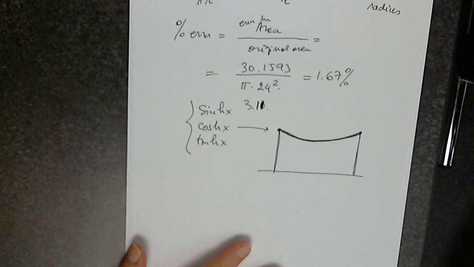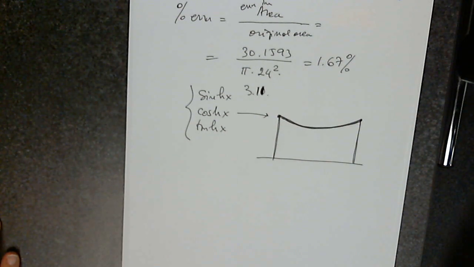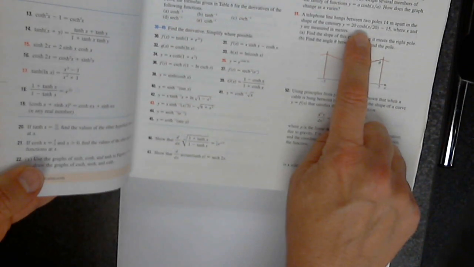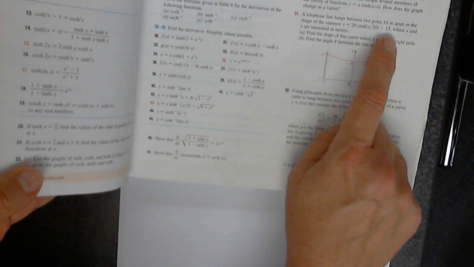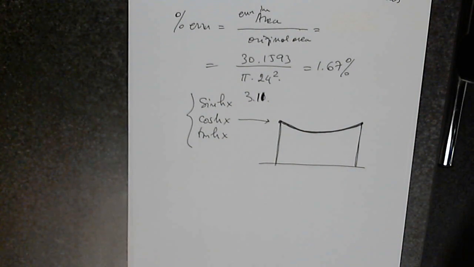But I have to tell you what hyperbolic cosine is. So you're talking about the length between the two poles? Yes. It follows a hyperbolic cosine function. I did shut my book, but I shouldn't have. I can't think right now of other applications. This is the one that comes to my mind right away. It uses a hyperbolic cosine function: 20 hyperbolic cosine of x over 20 minus 15. So this is the shape.